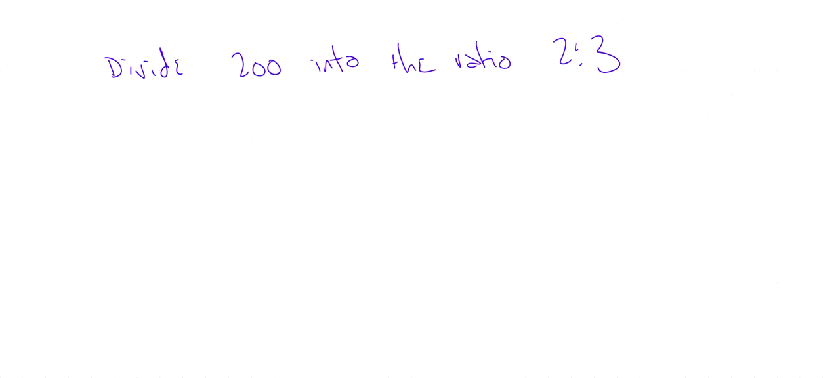What's my first step? Why is it 200 divided by 5? Okay, so there are 5 parts. So there are 2 parts here, 3 parts here. We want to know what's in one part. So 200 divided by 5 is? It's 50. All right, so how many are in 2 parts?